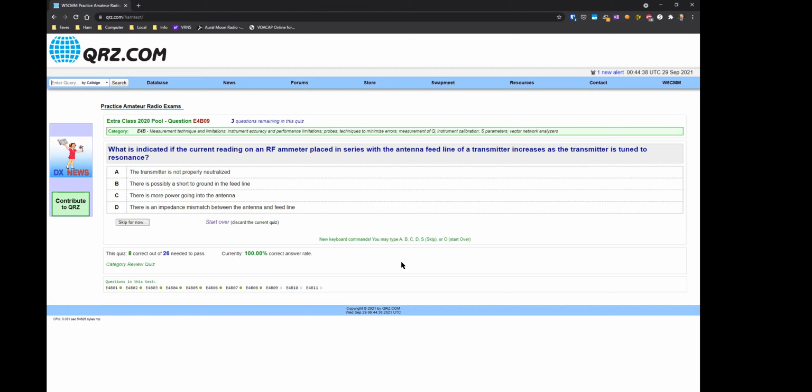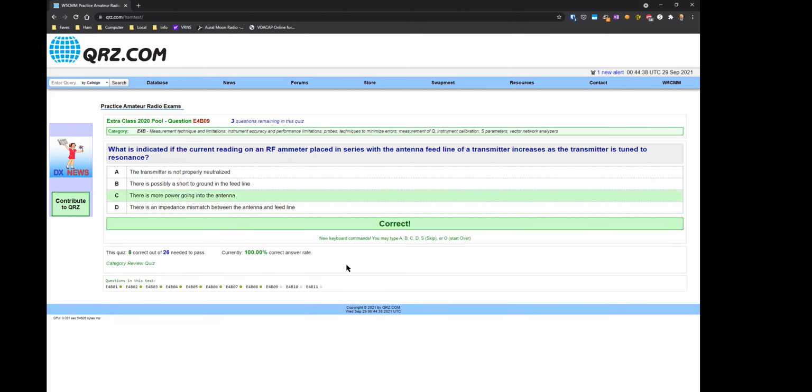What is indicated if the current reading of an RF ammeter placed in series with the antenna feed line of a transmitter increases as the transmitter is tuned to resonance? C. Yeah, that means you're going to have more power going into the antenna.